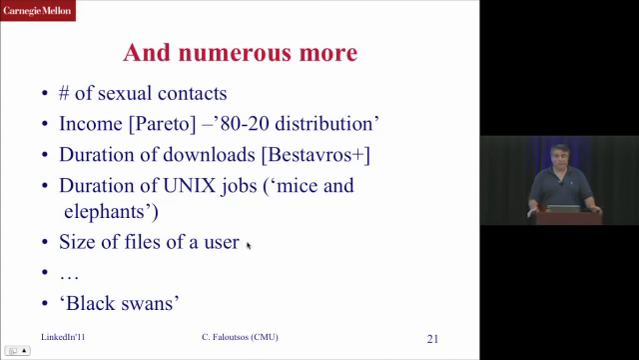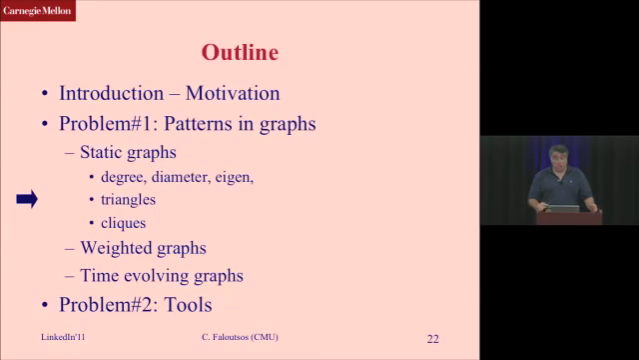I'm sure we all have a forgotten core dump from a few years ago that is lurking there, and the vast majority of our files are very small, very short text files. There is even a book, The Black Swan, which says that we should not be surprised if we see huge deviations from the average. So we saw patterns with respect to static graphs: degree, diameter, and eigenvalues.